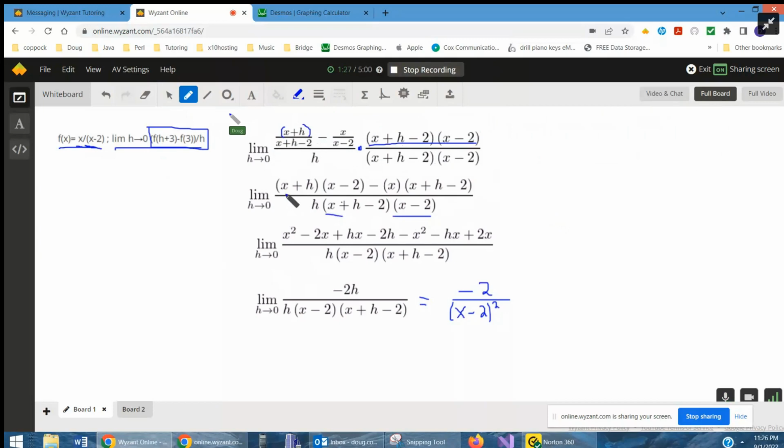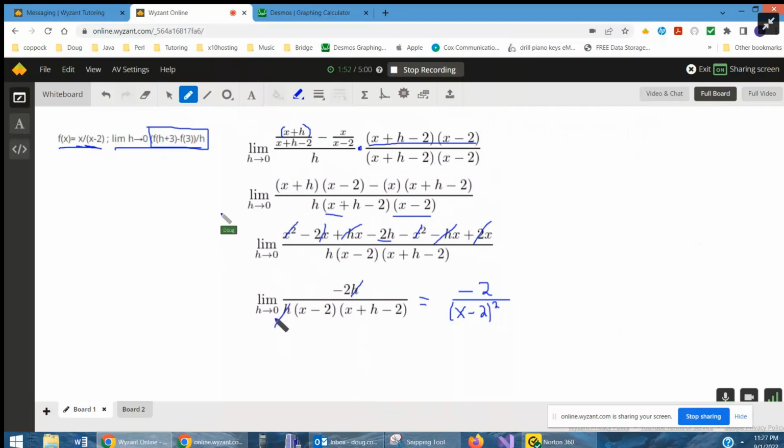Now it's simply a matter of simplifying the numerator, which simplifies to this. And you can see the x squareds cancel out. The minus 2x and the plus 2x combine to 0. The plus hx and the minus hx combine to 0. And all we're left with is minus 2h in the numerator. And these h's cancel out.